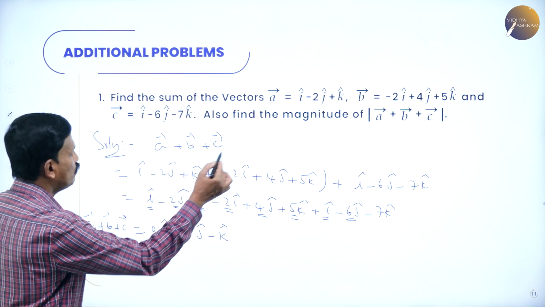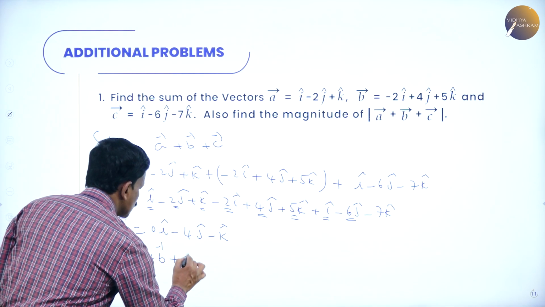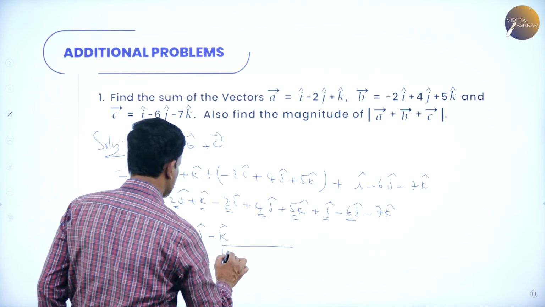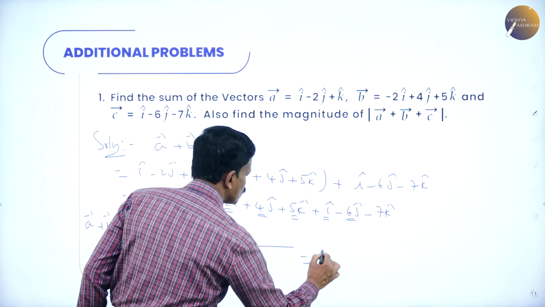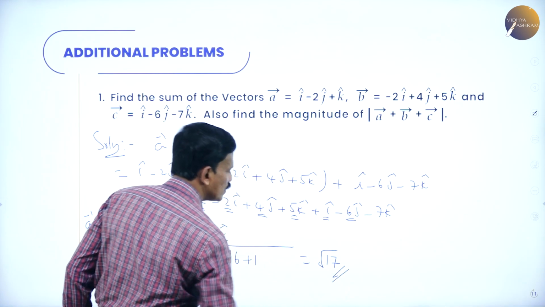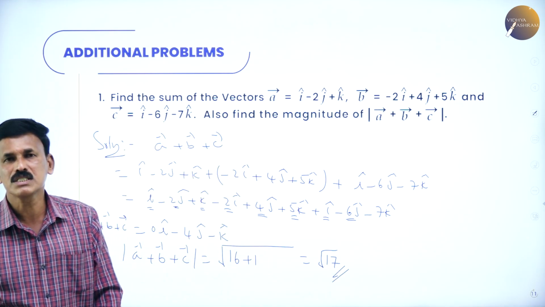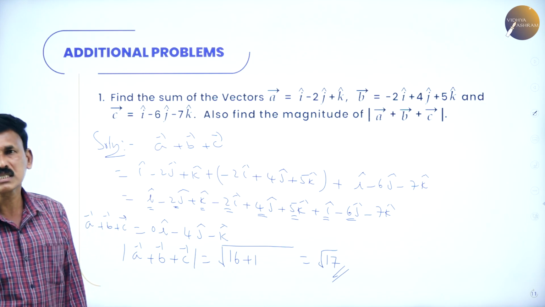Now to find the magnitude, the length of A plus B plus C: the magnitude of A plus B plus C is equal to square root of 0 square is 0, 4 square is 16, plus 1 square is 1. This is equal to root 17. The magnitude of A plus B plus C is root 17. For the given vectors, the magnitude is root 17.